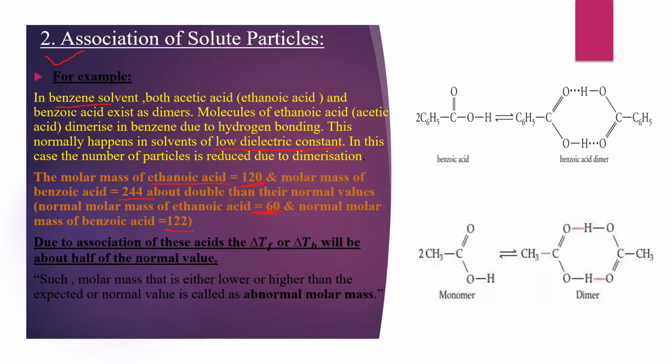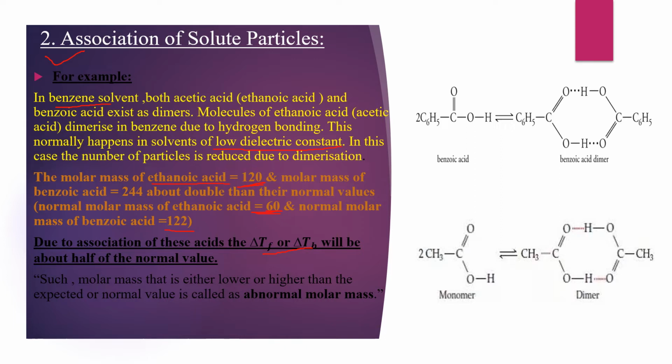So initially the normal molar mass of benzoic acid is 122. After getting associated, the molar mass of benzoic acid becomes 244. Due to association of these acids, the value of delta Tf, depression in freezing point, and delta Tb, elevation in boiling point, will be half of the normal value.